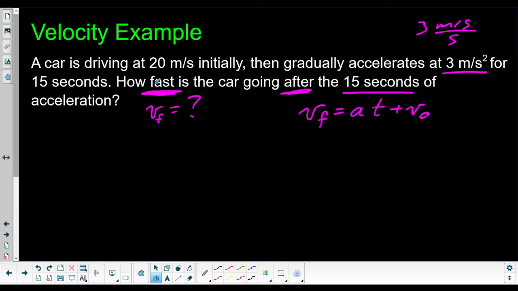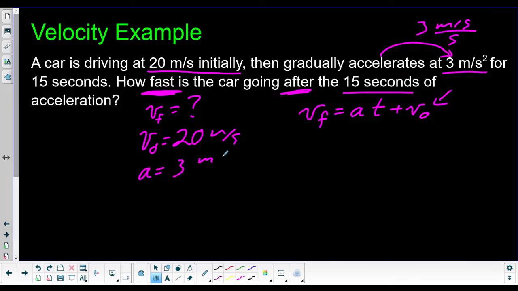Let's go back and read the question and pick out some variables. A car is driving at 20 meters per second initially. That's the initial velocity. Then it gradually accelerates at 3 meters per second squared. That's the acceleration. For 15 seconds. That's the time. Wonderful. Now we plug these things in and you're doing math.